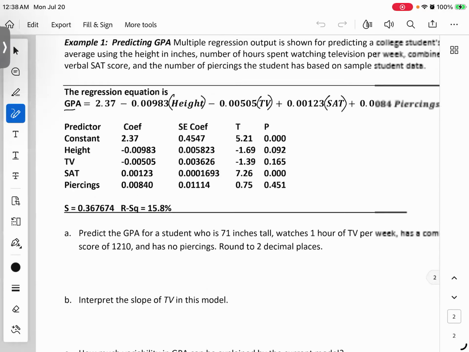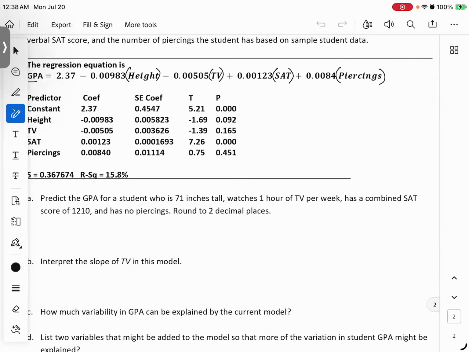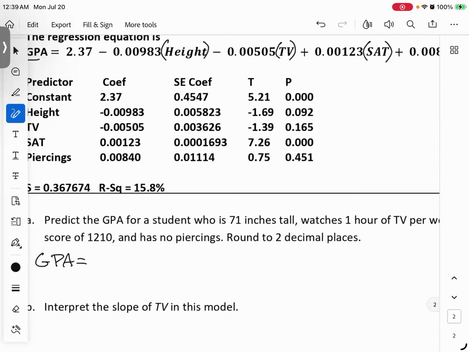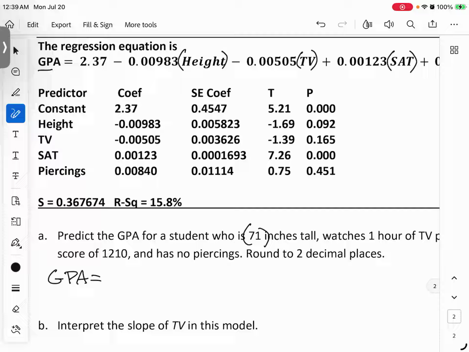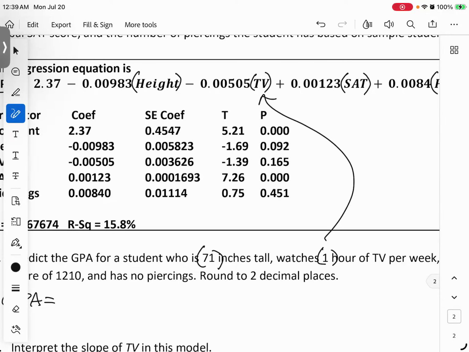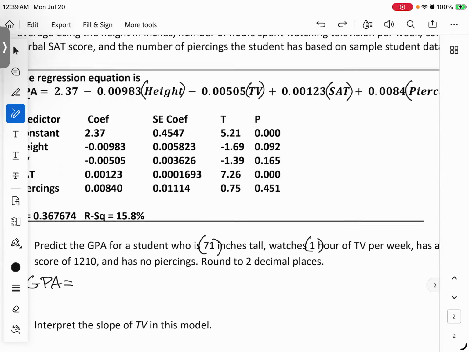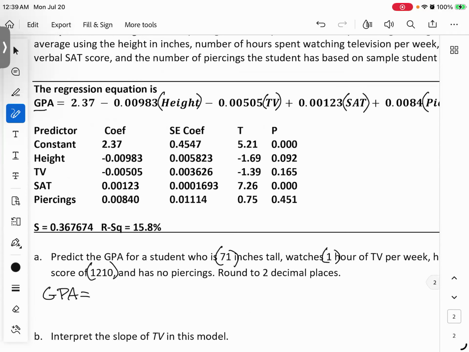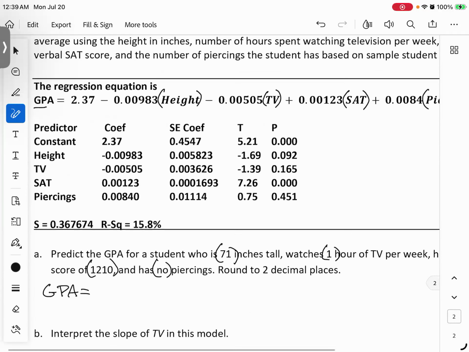Now, what we're going to do with this equation, although some of these variables don't really make any sense, you can still use it, right? It's still useful as a way to predict somebody's GPA. And so what we're going to do is, suppose we had somebody who we knew was 71 inches tall, where you could plug that in for their height, and that they watched 1 hour of TV per week. You could plug that in for their TV, and that we knew that their SAT score was 1210. You could plug that in, and they had no piercings. So let's go ahead and do it, right?